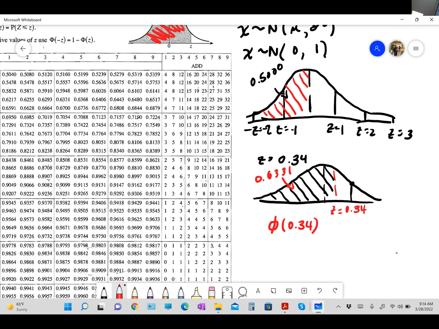Now, we also refer to this as the phi of 0.34. The phi of 0.34 is equal to 0.6331. The phi of 0.34 basically is the probability that Z is less than or equal to 0.34. That's what phi means. So anytime the book says phi this, phi that, it's just saying, give me the area to the left of 0.34 or whatever z-score is being mentioned. That's all it's saying.